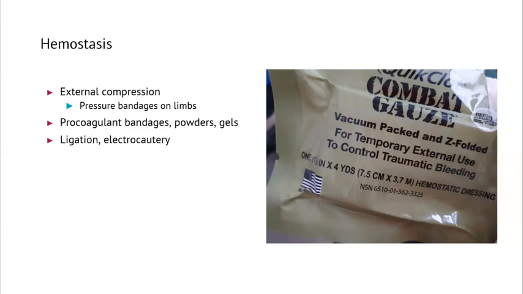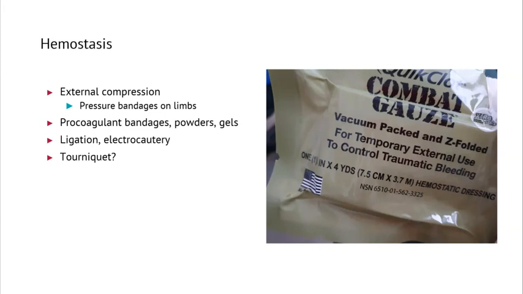If you have the ability, you could ligate any large bleeding vessels, or if you have a portable electric cautery, you can cauterize the large bleeding vessels. And in some cases, if none of that works, you might need to consider a tourniquet. Now, tourniquets are not very helpful for proximal limbs, but can be used for distal limbs or tail injuries.